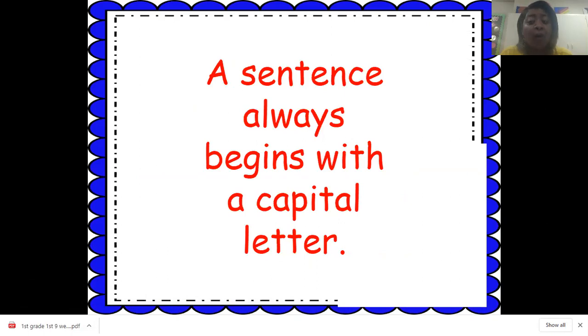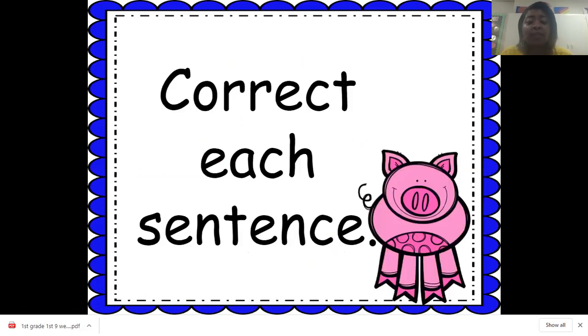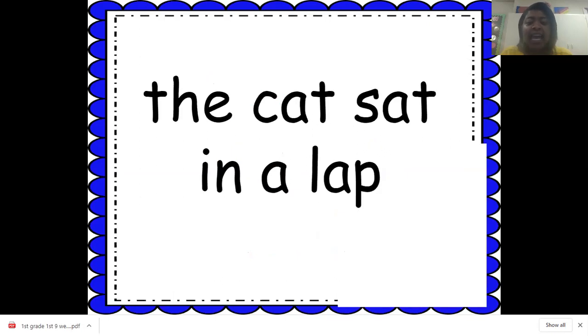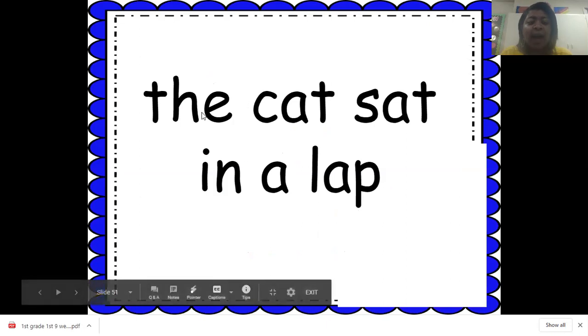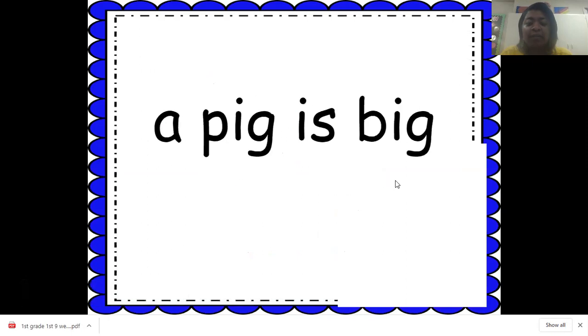A sentence always begins with a capital letter. Correct each sentence. The cat sat in a lap. So what's wrong? We need to capitalize the T and we need to end with a period. A pig is big. We need to capitalize the A and we need to add a period at the end.